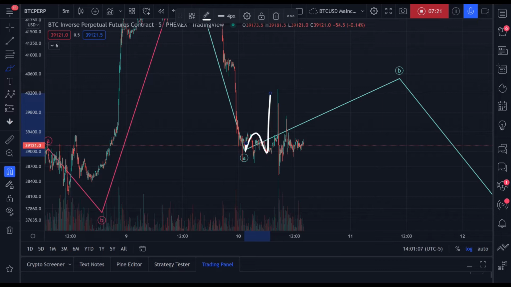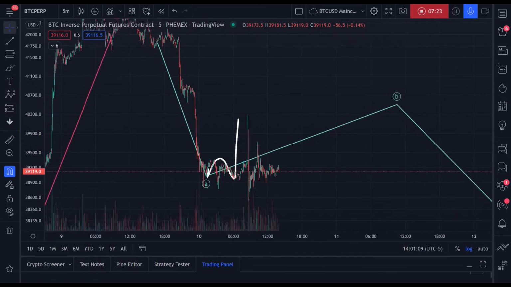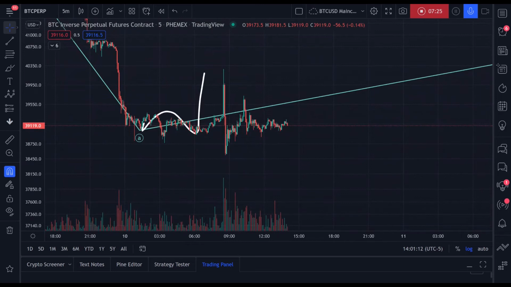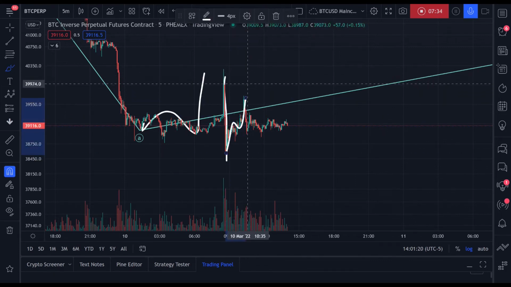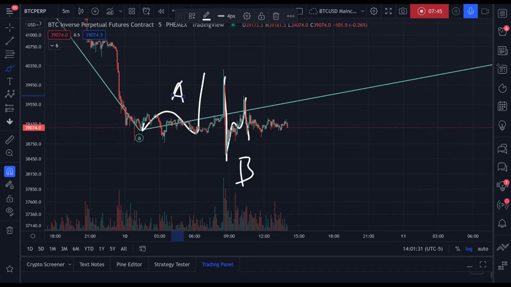Then you get a B wave. So pay attention because it happened quickly. A B wave here is counter to the A wave, right? 1, 2, 3. That's a B wave, right? A B wave is counter to the A wave. The A wave goes up, the B wave goes down.